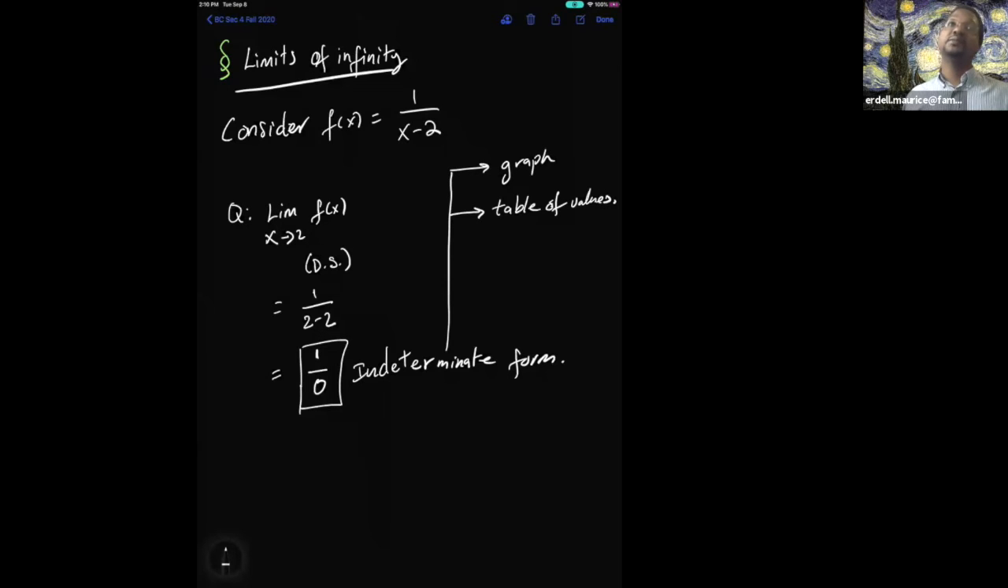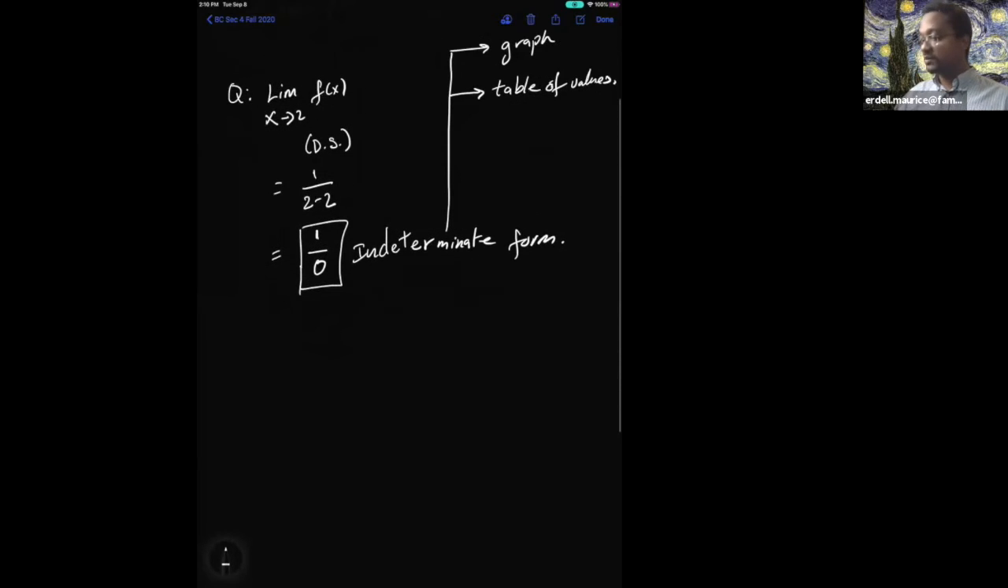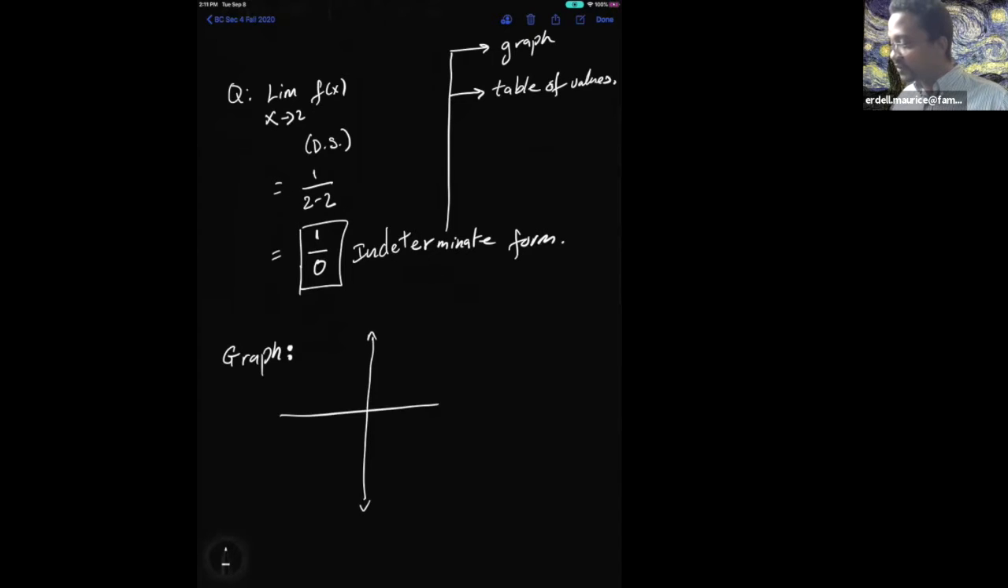We cannot simplify the problem and try again. That's not going to work for this example. And so we have to try a different method to get to the answer. In this case, there are two of them. Let's go with the first one. That's the graph. So I'm graphing, so I have axes going this way, I have axes going this way.